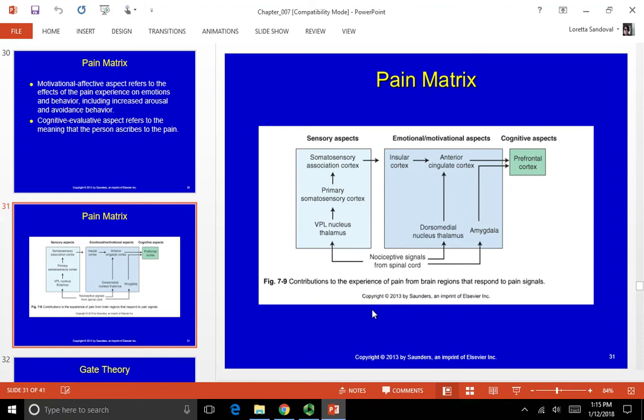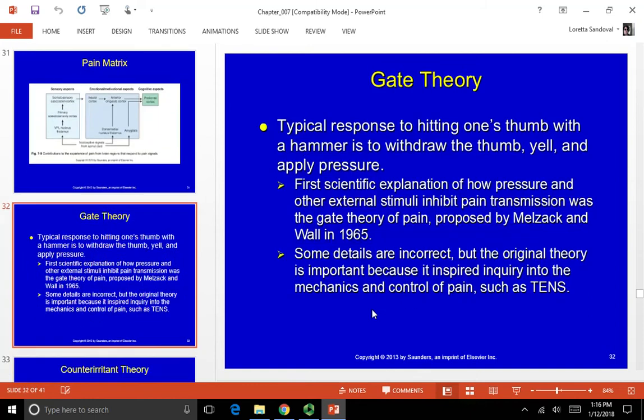So this is another graphic from the book, and it just talks about the contributions to the experience of pain from brain regions that respond to pain signals. So just suffice it to say that there are lots of different, and this separates sensory, emotional, motivational, and cognitive aspects. There are lots of things that can contribute to the experience of pain from different inputs.